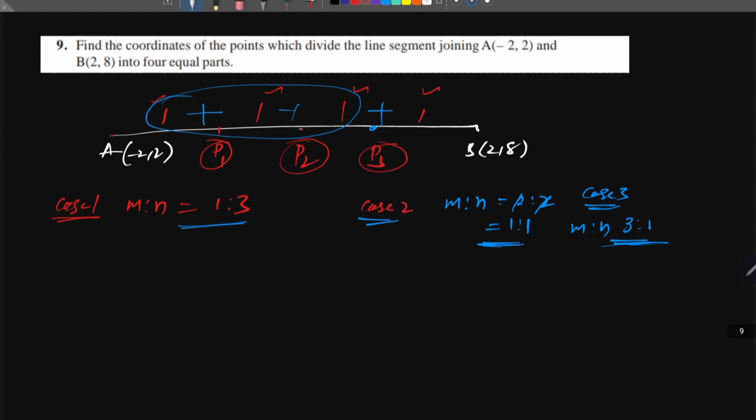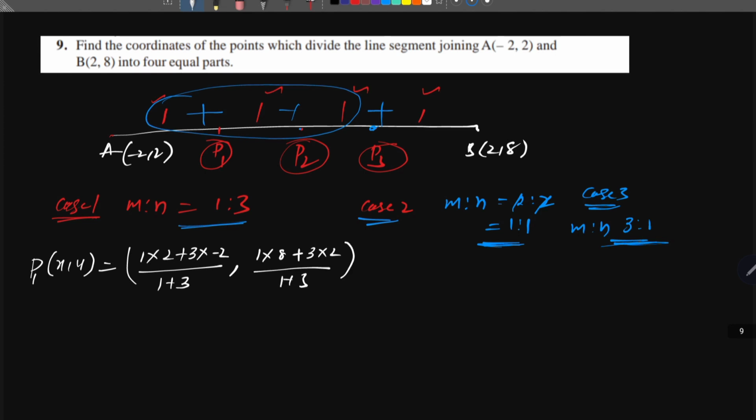Now apply the same. Here the first location, let us take P1 as (x, y), which is equal to m x2, where m is equal to 1, x2 is 2, plus n is 3, 3 into x1 which is -2, divided by 1 plus 3, comma, m value 1, 1 into y2. y2 is 8 plus, here the n value is 3, 3 into y1 which is 2, divided by 1 plus 3. Okay.